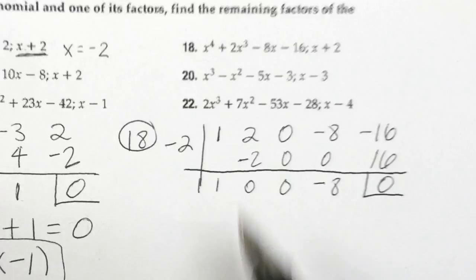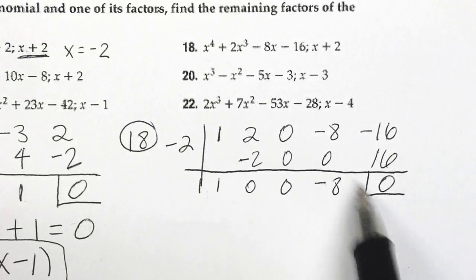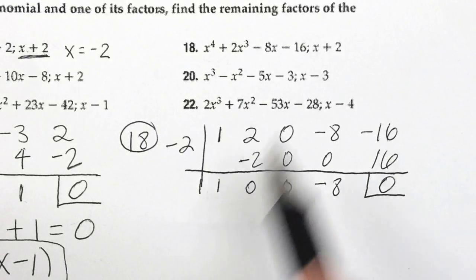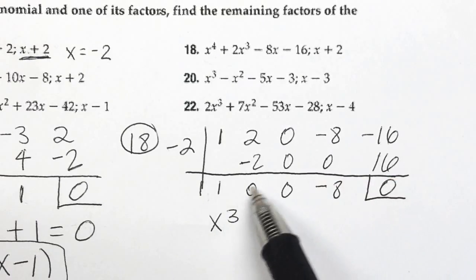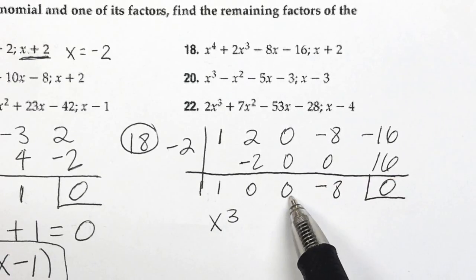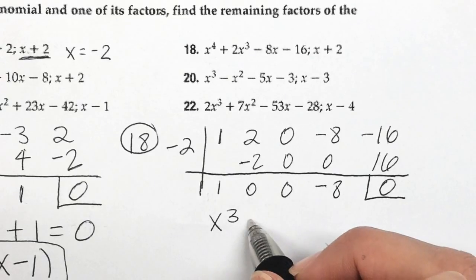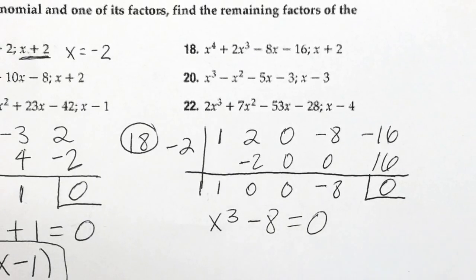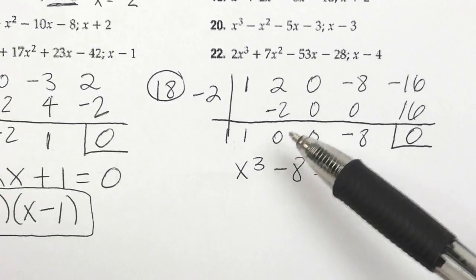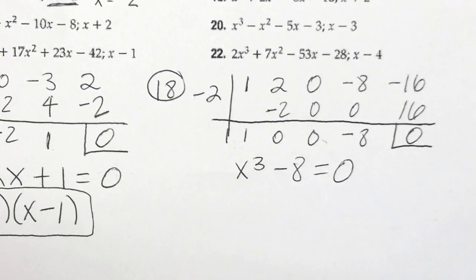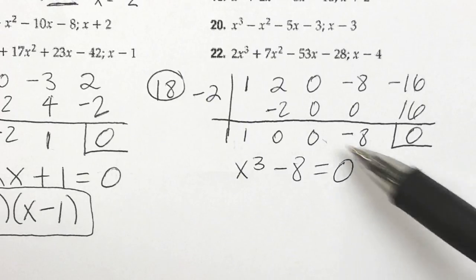So we need to write our answer as a polynomial. This will be 1x to the what? Third. Notice how it skips the second power, skips the first power. So this will be what? That's it. Again, because we have 0x squared, 0x, we don't have to write them, correct? And then bring down the -8.